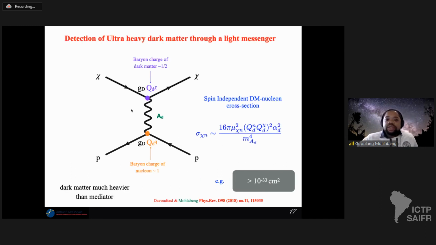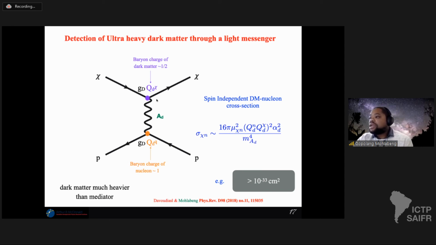So the direct detection of this ultra heavy dark matter through a light messenger goes through this t-channel process here, where the direct detection cross section again goes as those charges, the gauge coupling squared over the mass of the mediator. And then there's this reduced mass piece over here, which, calculated for very large masses, just reduces to the nucleon mass. And so for cross sections of 10 to the minus 33 square centimeters, we realize that this is actually independent of the mass of the dark matter.